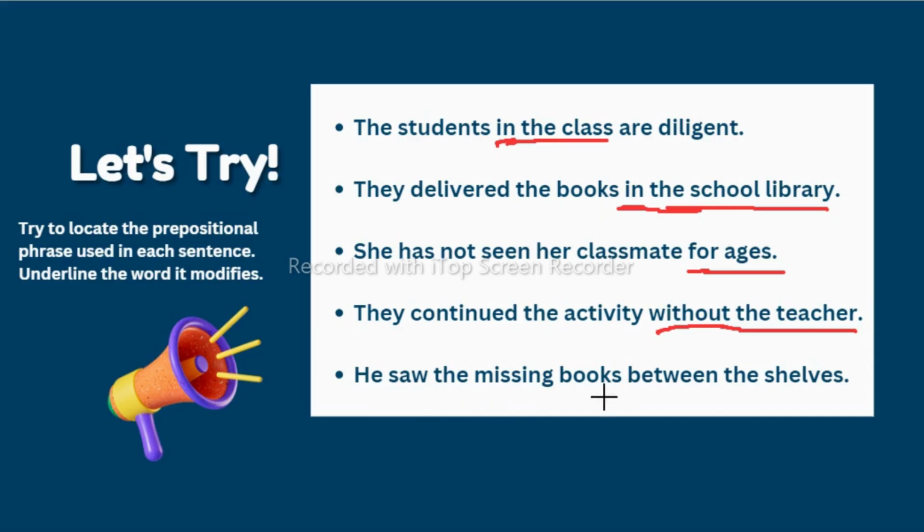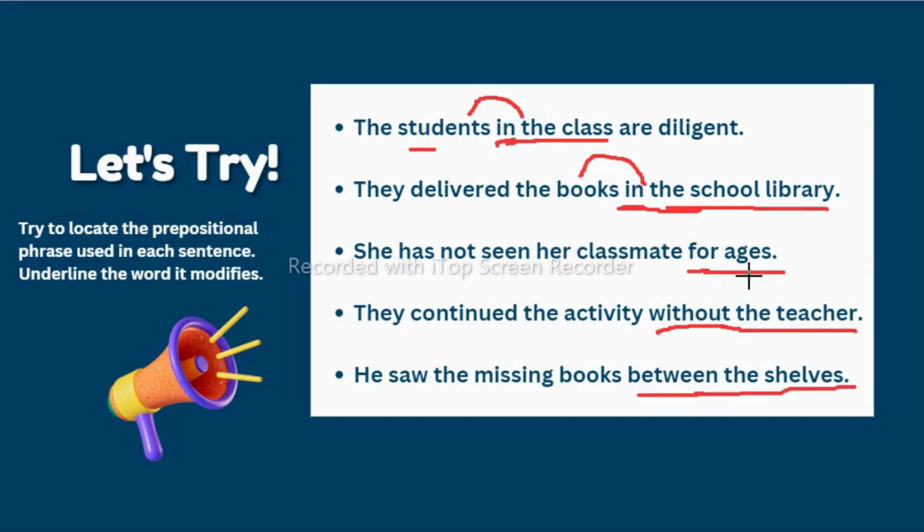He saw the missing books between the shelves. Now here where is the preposition? Here we have the preposition and the shelves is the object. This together is a prepositional phrase. Now what is this prepositional phrase modifying? In the class, what? It's modifying the students. Now in the school library, what do we have in the school library? We have books. It is modifying the noun books.